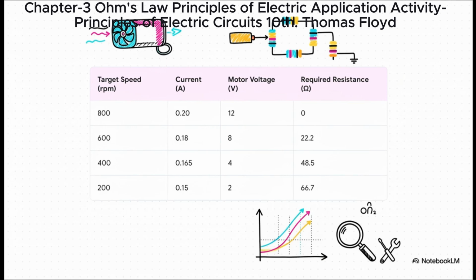You do that exact same process for our other target speeds, and you get this complete table. Now notice for 800 RPM, the motor needs the full 12 volts, so our resistance is 0. We basically just use a plain wire. For the other speeds, we have our nice calculated values. This table right here, this is now our parts list for the build.